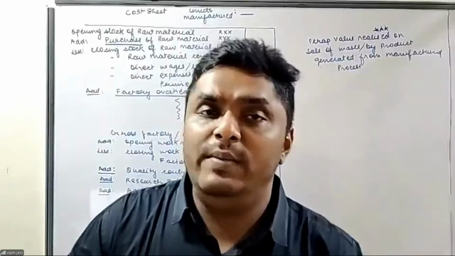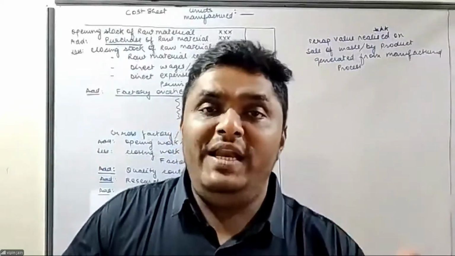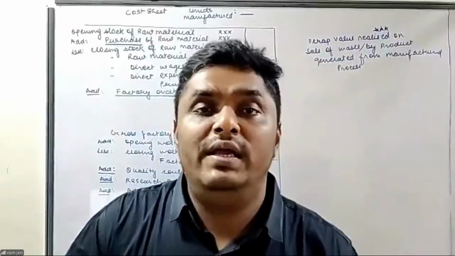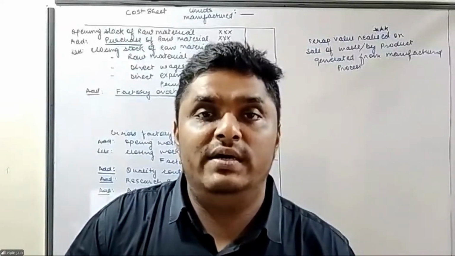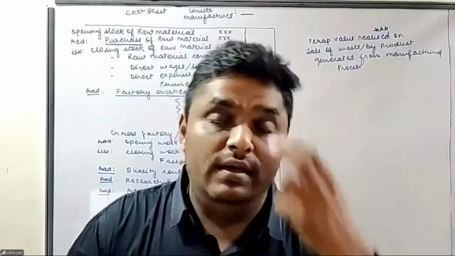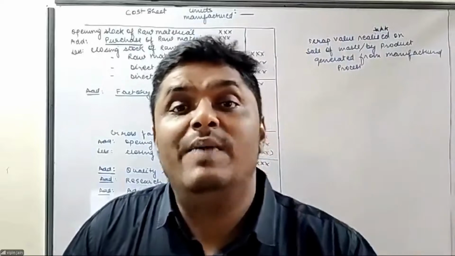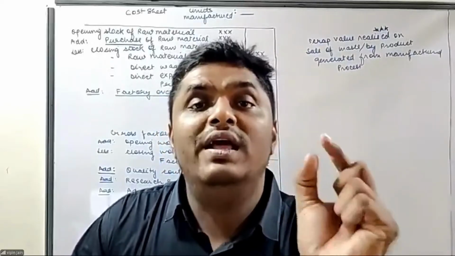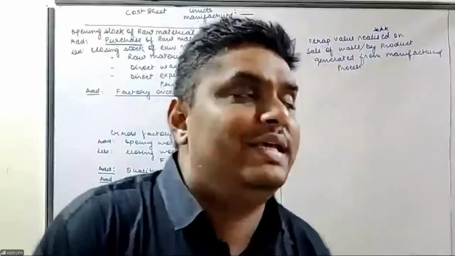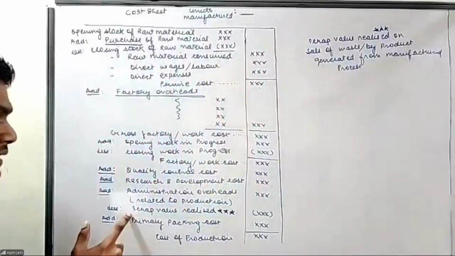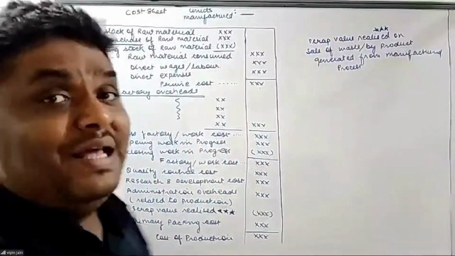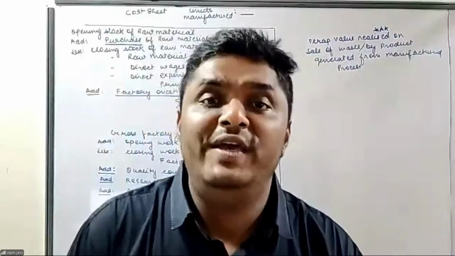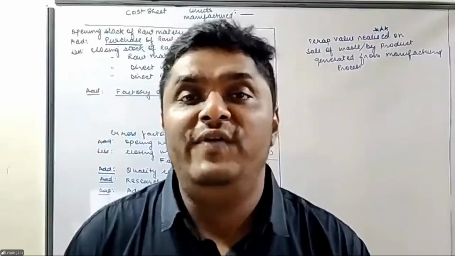Now let's take one more scenario. While manufacturing sugar from sugarcane, a byproduct is generated. We call it molasses, and that molasses is a marketable product and can be sold in the market. So the amount realized on sale of molasses will be deducted here. So molasses is what? A byproduct or a waste generated while manufacturing sugar.